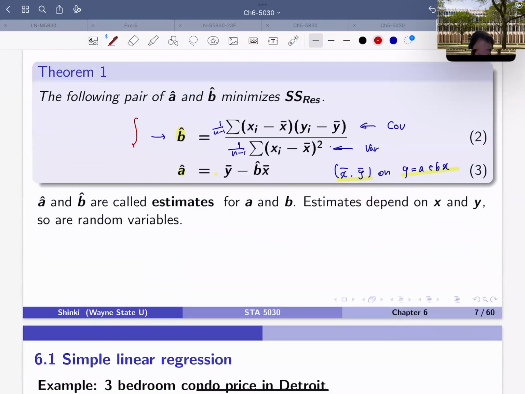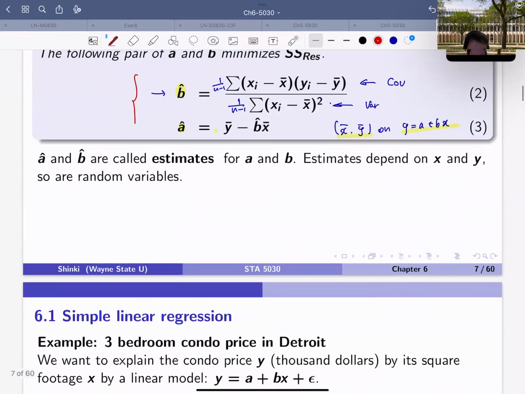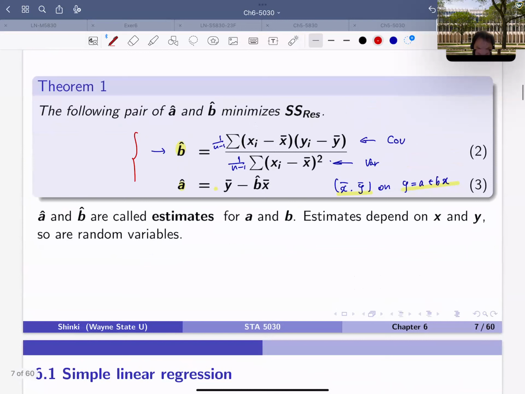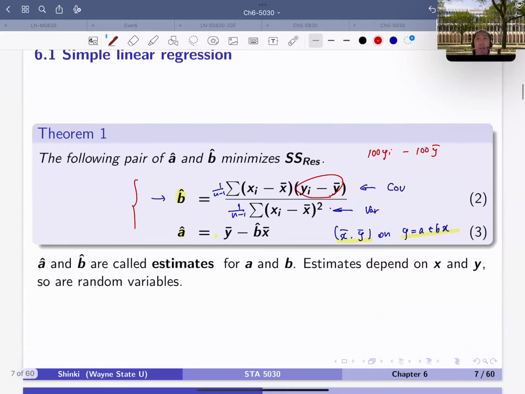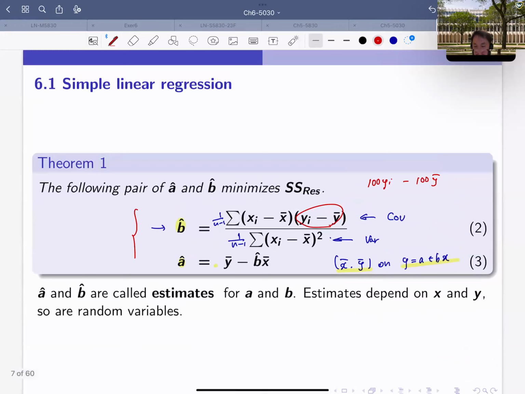Yeah, and you don't really have to memorize this formula, but you can see this. The first formula also has some interpretation. For example, what if all y values become 100 times larger? So what if this becomes 100 yi minus 100 y bar? Then actually the b hat becomes 100 times larger. This is very reasonable, because y becomes 100 times larger.